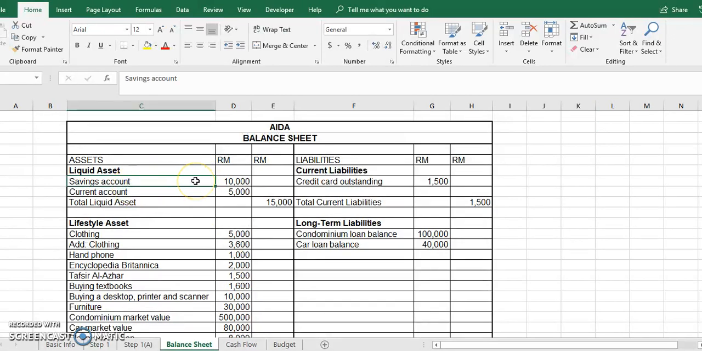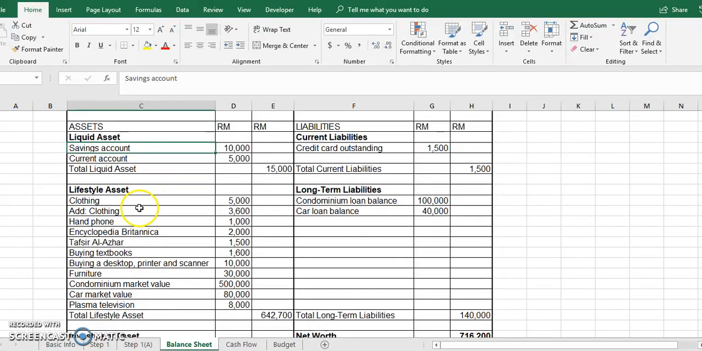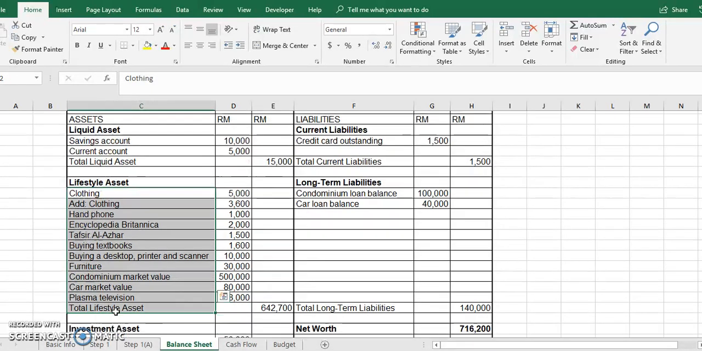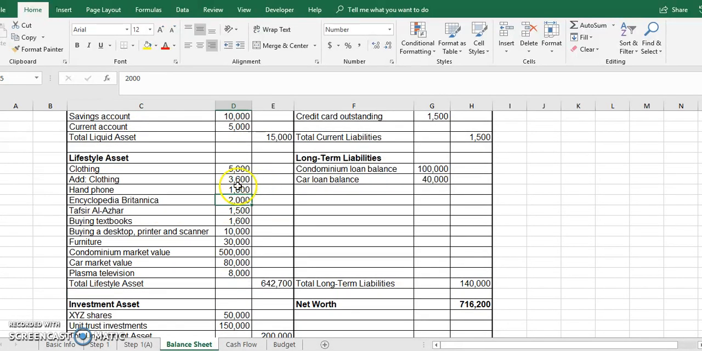Say for example, this one, a savings account, you just put it in the liquid asset, and the same goes for the lifestyle asset. So be careful, okay? Don't make any silly mistake. We have seen that before.